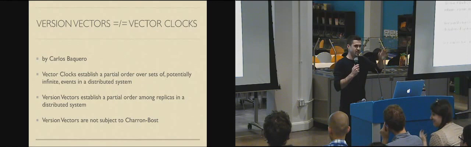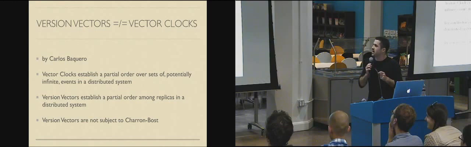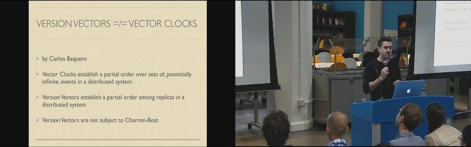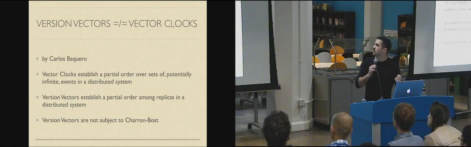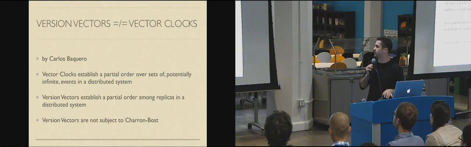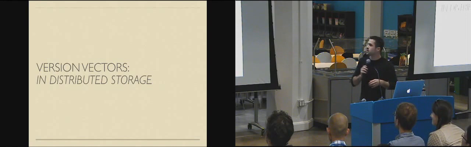But the distinction is about what we're establishing this partial order over. We're not establishing it over all the events in the system, over all processes. We're establishing a partial order over updates to a given replica. And that means that our version vectors aren't necessarily subject to Charron-Bost because the Charron-Bost result specifically applies to the first one. That doesn't mean that someone won't come around and make a proof later, but Charron-Bost's proof doesn't apply. All right, so again, in distributed storage, we typically use version vectors, not vector clocks.